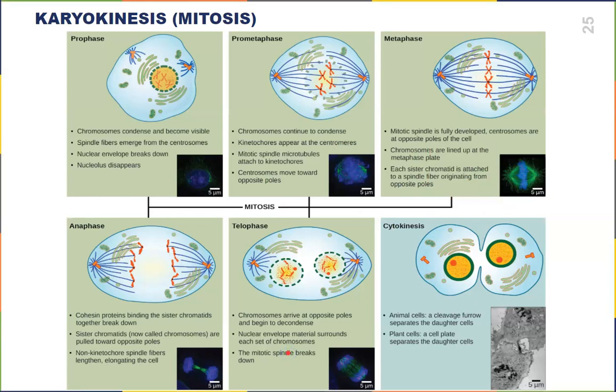All right, so here are the stages: prophase, metaphase, anaphase, telophase, cytokinesis. I did skip prometaphase. We'll talk about what happens during prometaphase. I don't really talk about it much because I usually group prophase and prometaphase together.